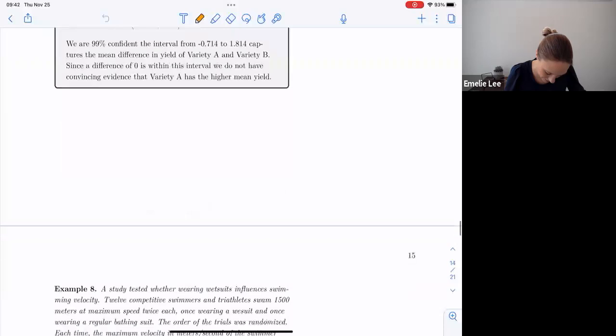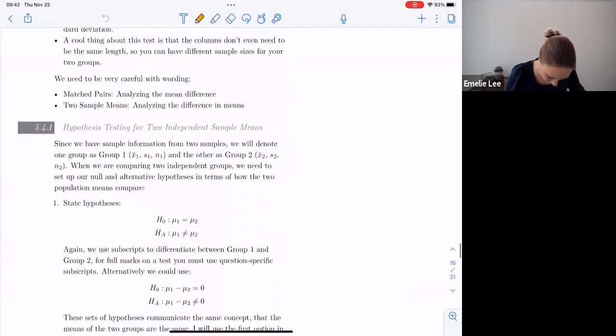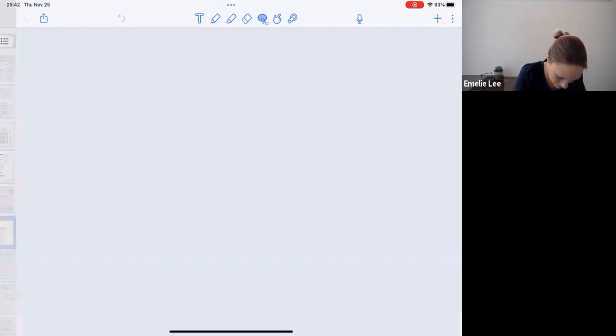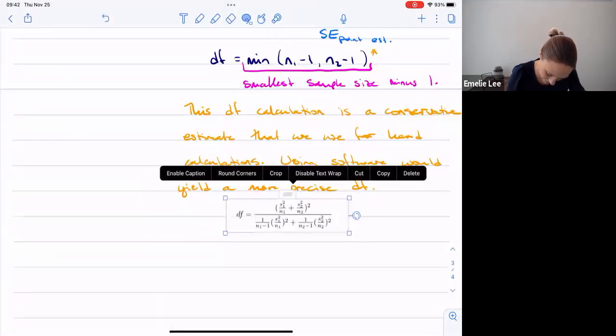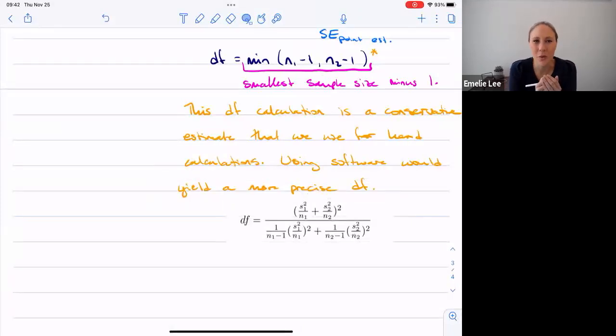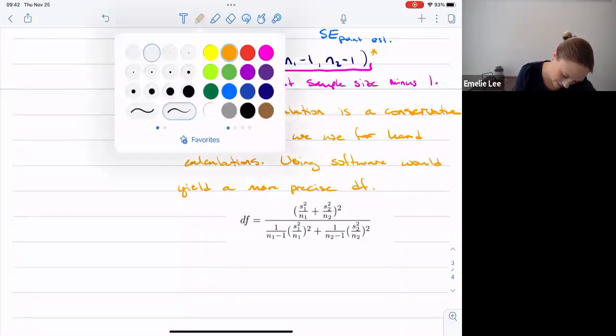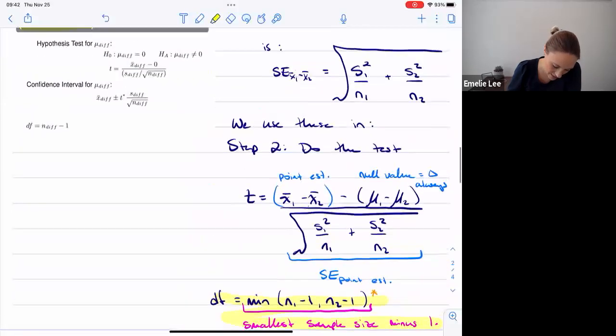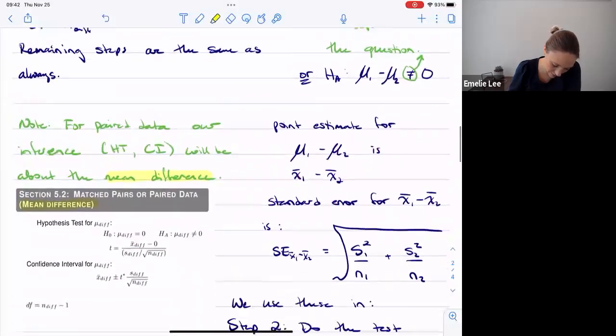There's some examples in here, but oh yeah. So technically, the degrees of freedom would be this, but we don't want to do that, and we don't need to do that. I would prefer to just use the smallest sample size minus 1. That's nasty, right? It would yield a more precise degrees of freedom. Specifically, it would use this, but we're going to use this degrees of freedom. Okay, so that's good.